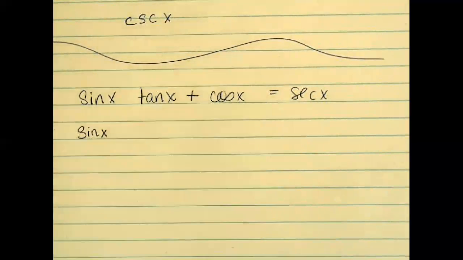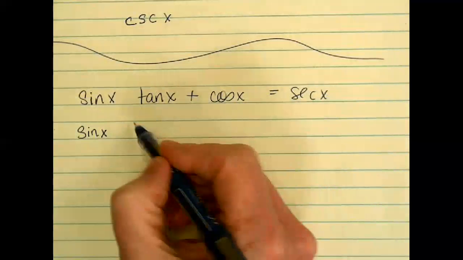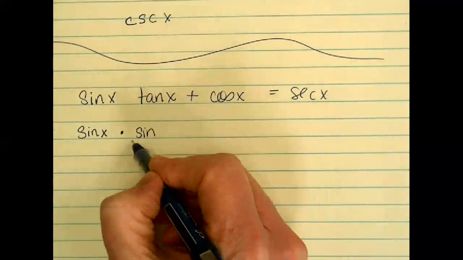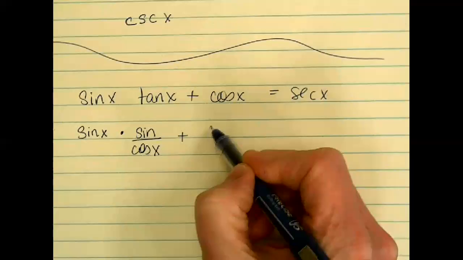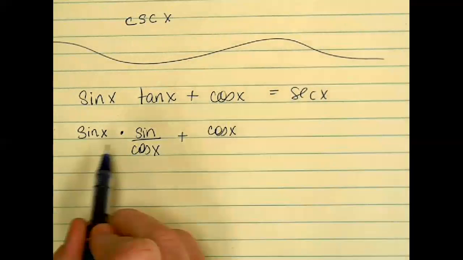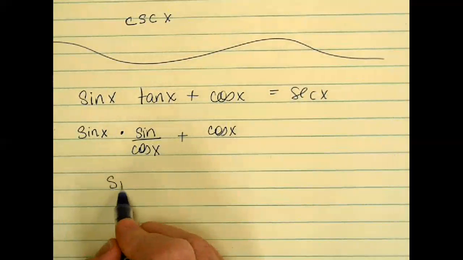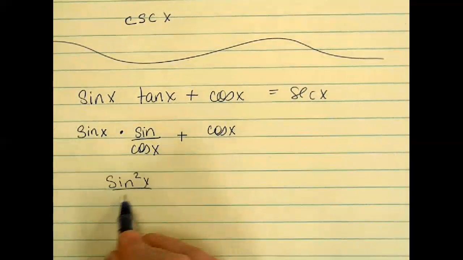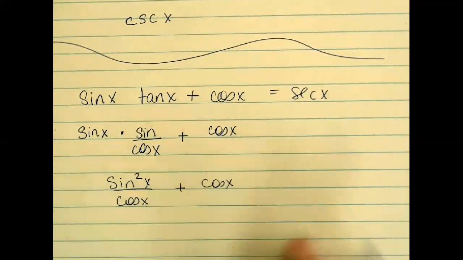Tangent, I'll go to my sheet. Tangent is sine over cosine. And then I have cosine x. Well, I'm going to multiply this together because I don't really have anything else I can do, and that's going to give me sine squared x over cosine x plus cosine x, okay?